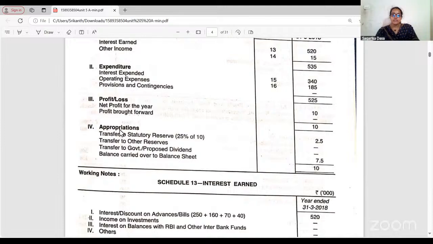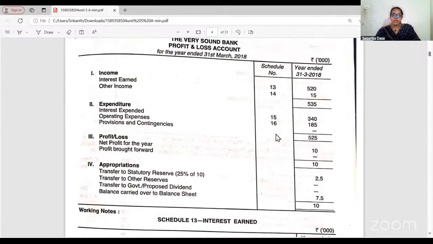Now appropriations. As 25% transfer to statutory reserve is compulsory, we have to take it. So 10 into 25% comes to 2.5. We don't have any other reserve or proposed dividend given in the problem, hence it is 2.5 only. 10 minus 2.5 is 7.5, which is the balance to be carried forward to the balance sheet. This is how we prepare the profit and loss account for the banking business.